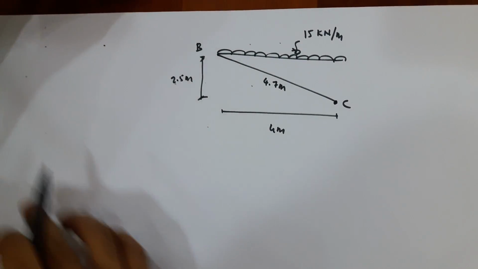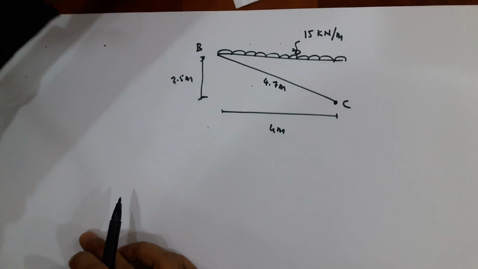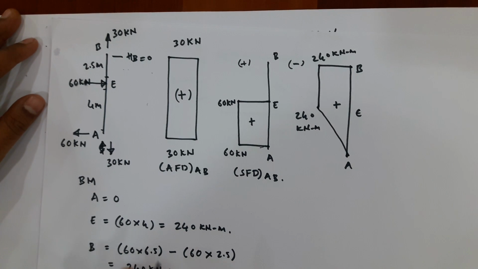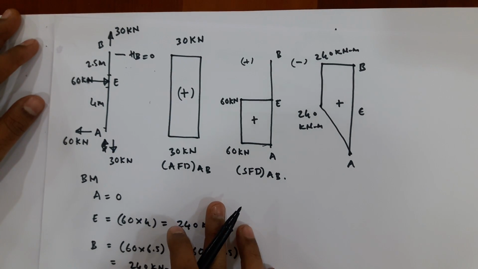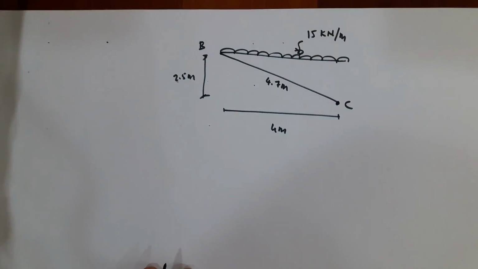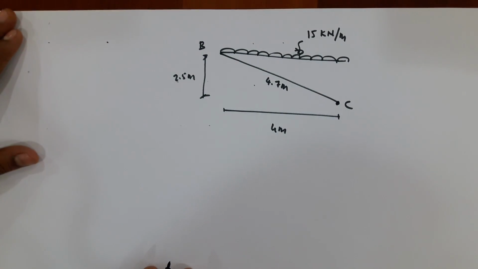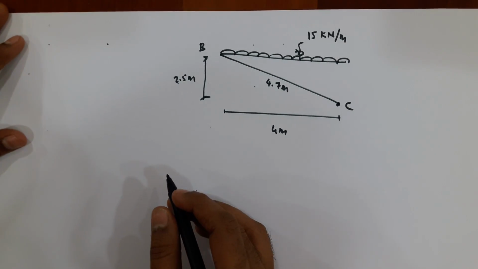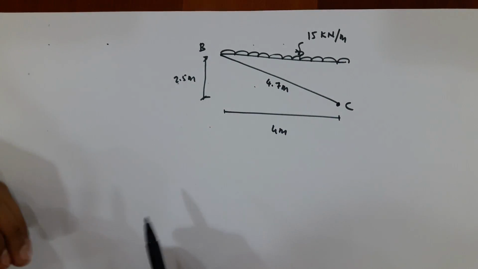So we are done with the analysis of member AB. We have drawn the axial force diagram, shear force diagram, and bending moment diagram. In the same way, we have to analyze member BC. For that, we have to draw the free body diagram of member BC showing all the loads acting on member BC. Now see here, before we go for the analysis, first we have to make some balance.